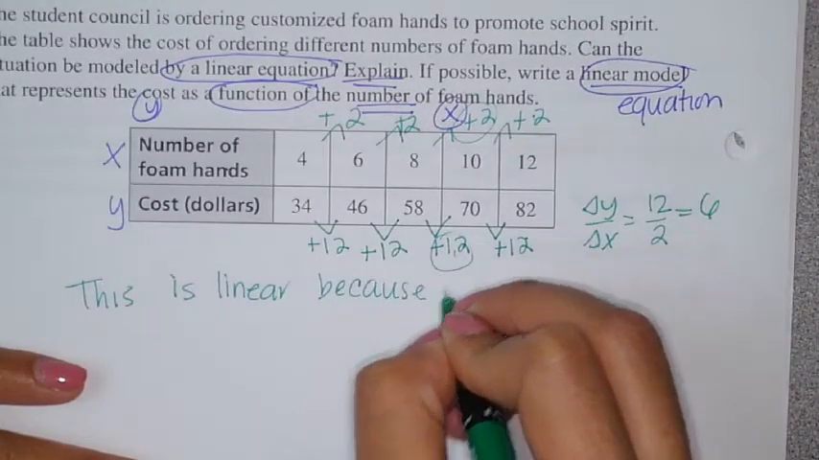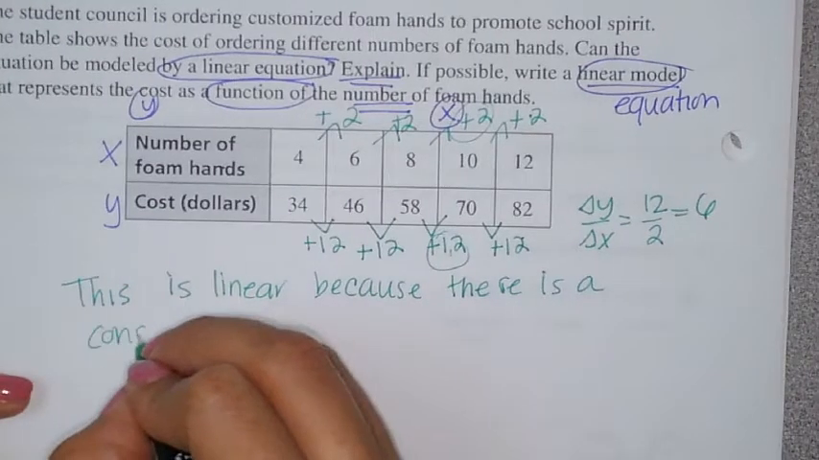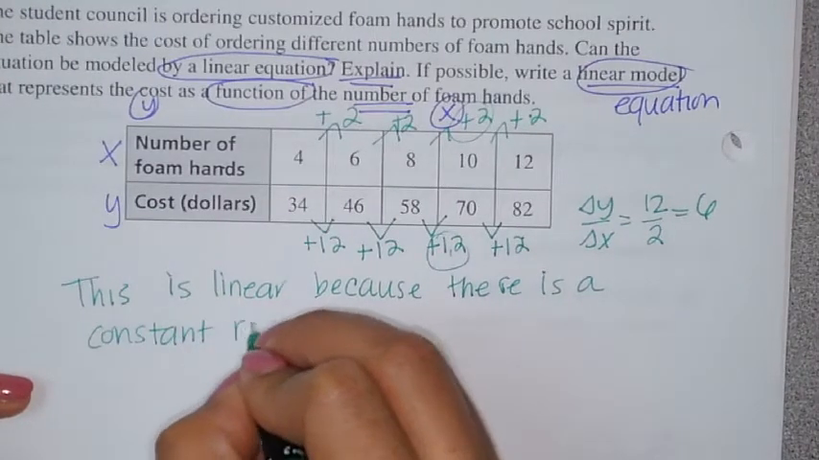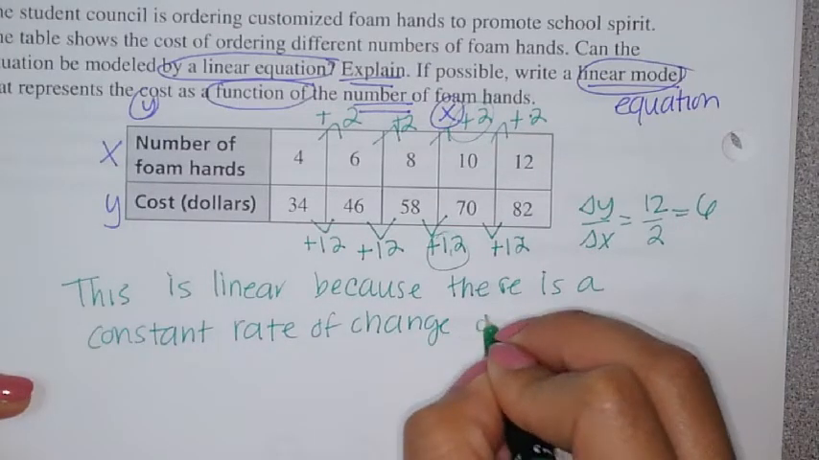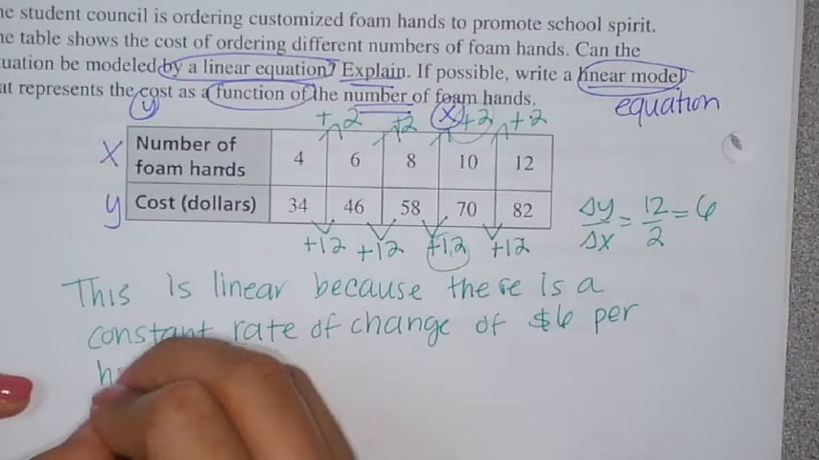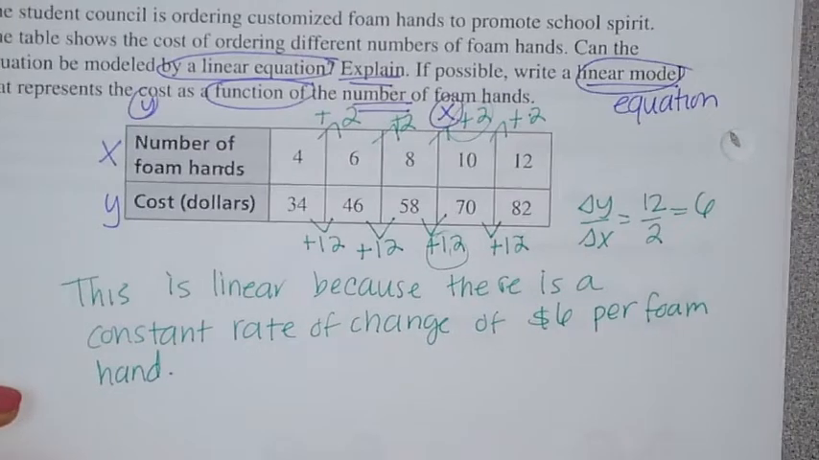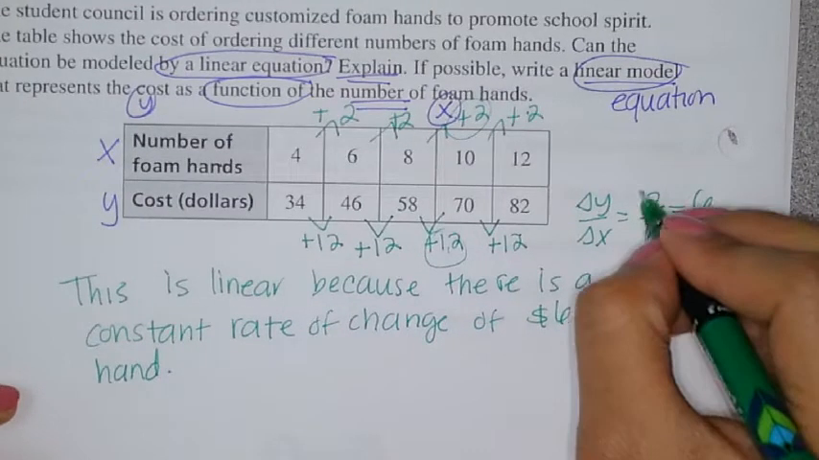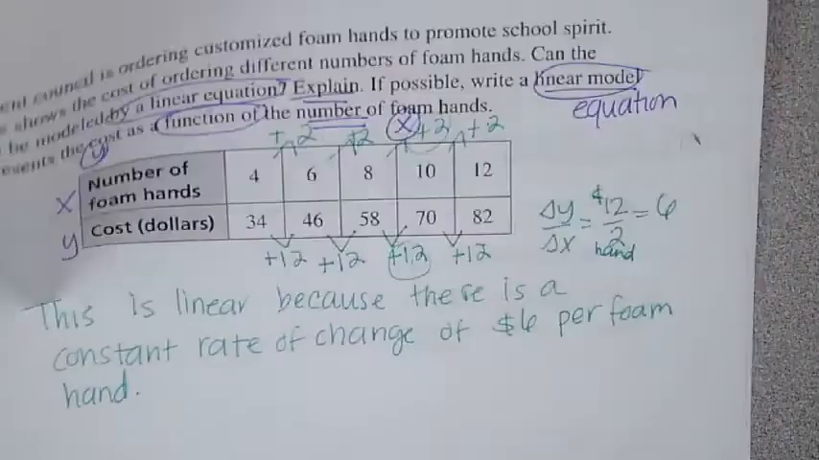Because there is a constant rate of change of $6 per hand. Dollars per hand. Okay? So it is linear.